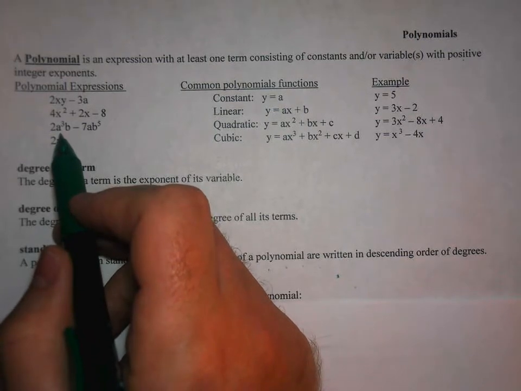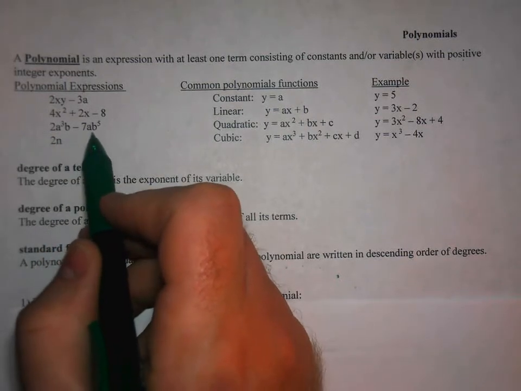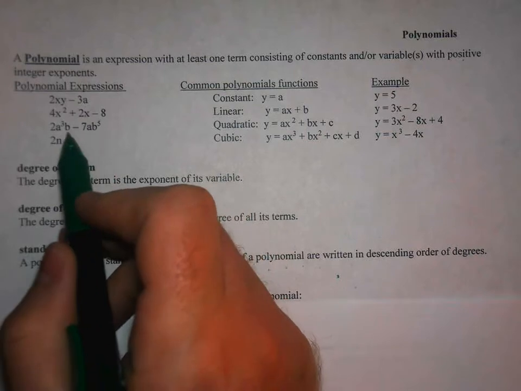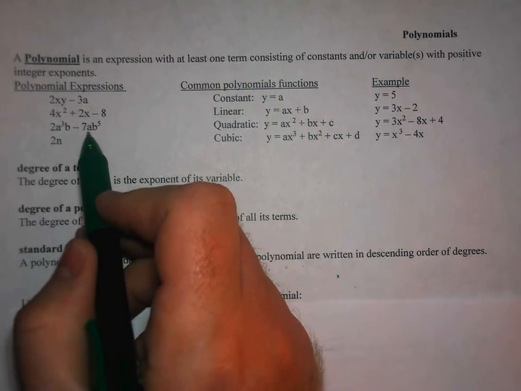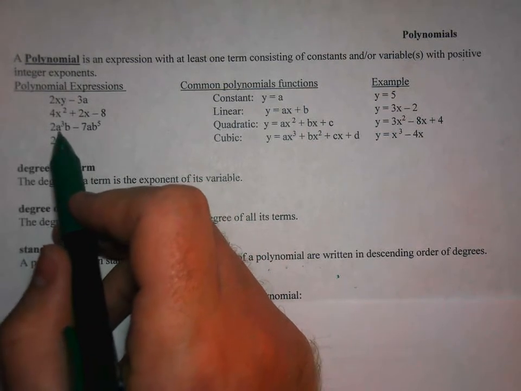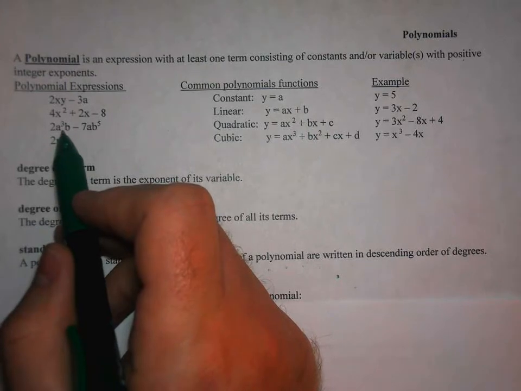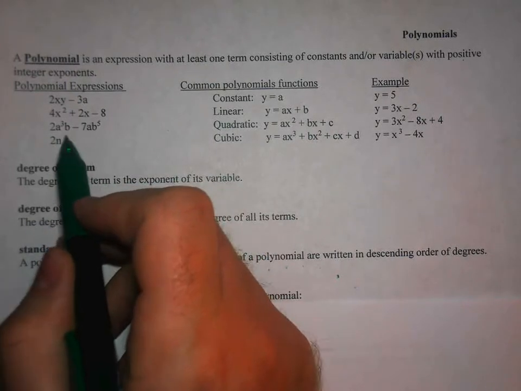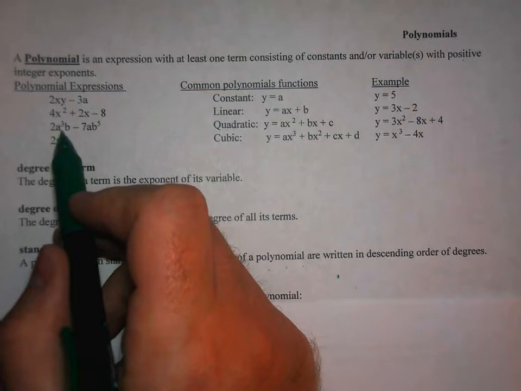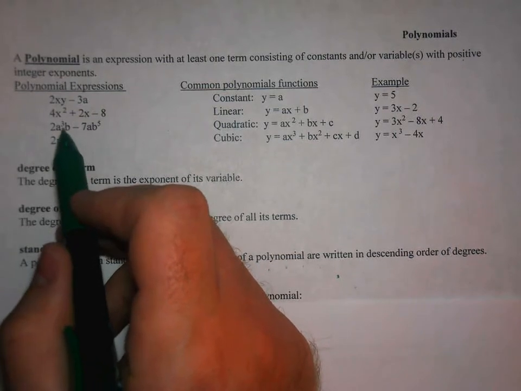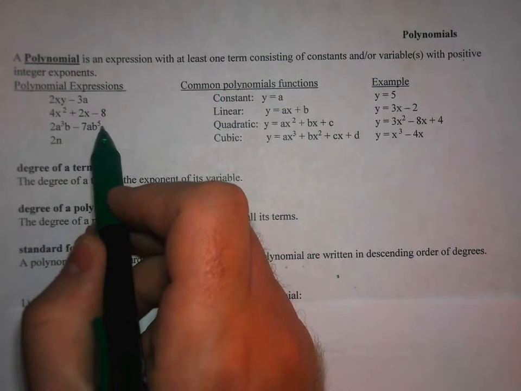In the next one, 2a to the third times b minus 7a b to the fifth, there are only two terms. Don't confuse terms with the exponents or how many variables there are. So there are two terms. There are two variables. a and b are both variables, and then you have different exponents on them.